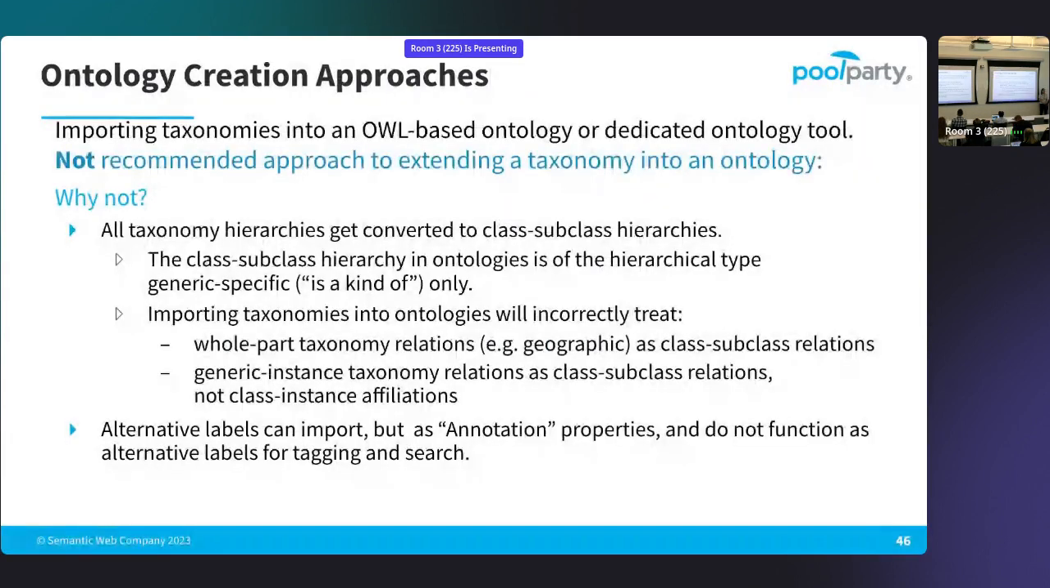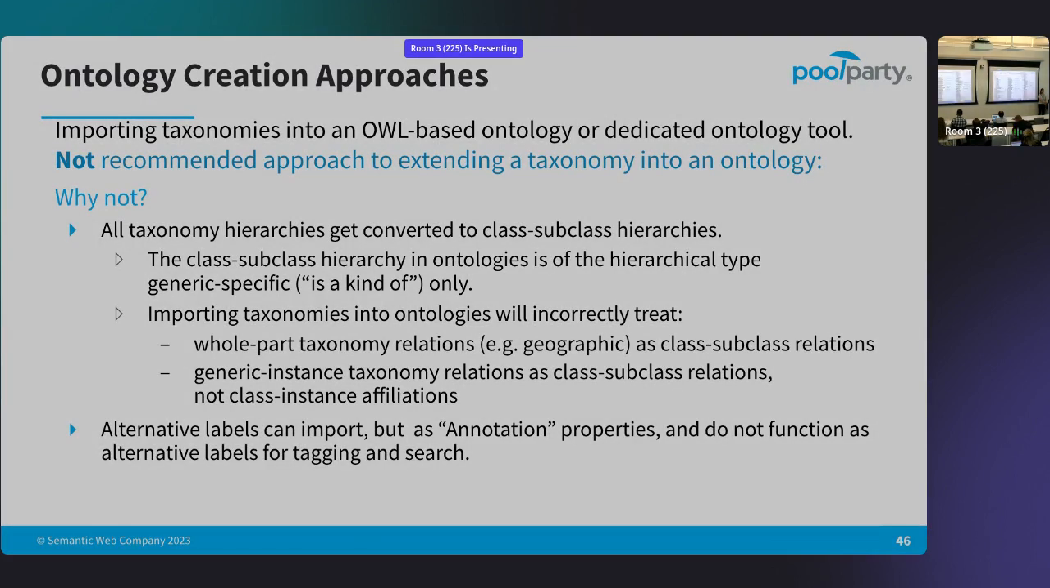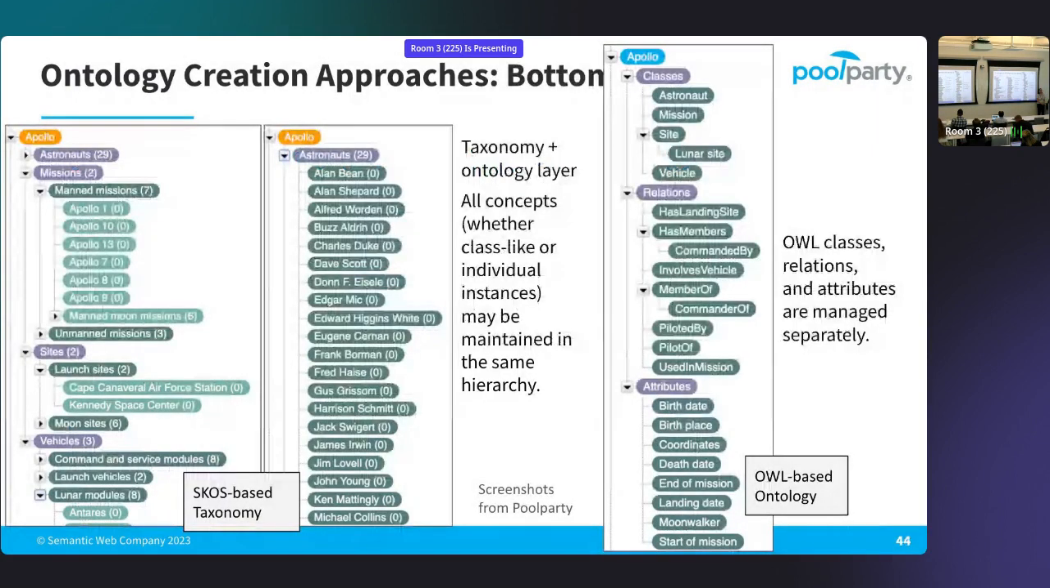Okay, we're still talking about ontology creation approaches. I would take your question. You might get into this, but where do you draw the line between attribute and relation? If you go back to the astronaut example, one of the attributes was birthday. But you could also say has birthday equals whatever, a triple. So where do you draw the line?